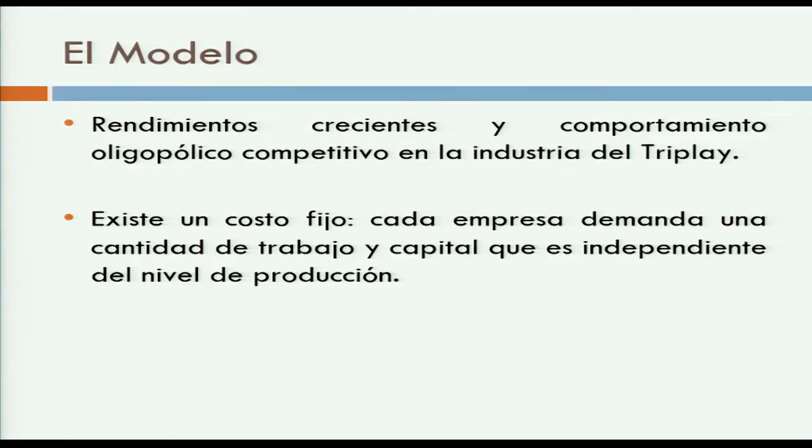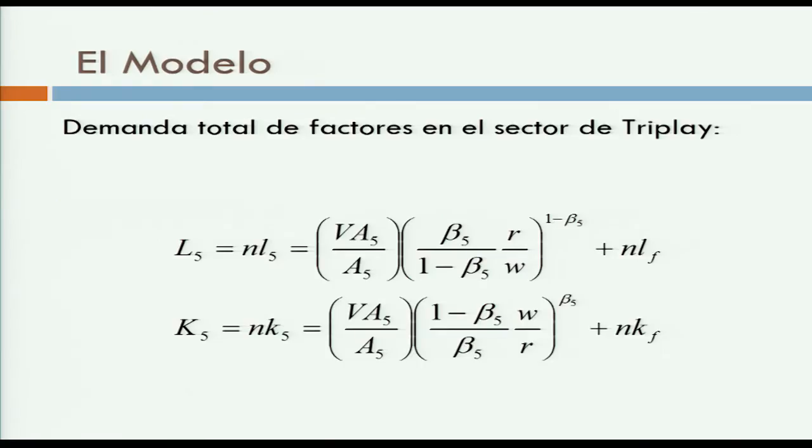So I modeled it by incorporating growing performances and an oligopoly behavior in this market. In order to have growing performances, I assumed that there was a fixed cost, which means that every single one of the companies competing in this sector has a certain amount of fixed capital and work, regardless of how much plywood they want to produce in this sector. So this is one of the few equations that I will be presenting to you.